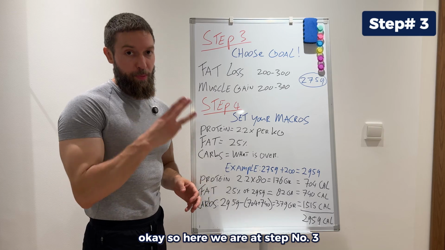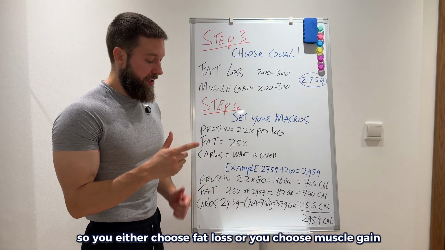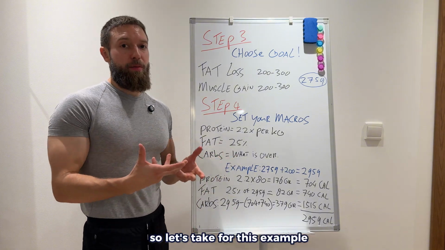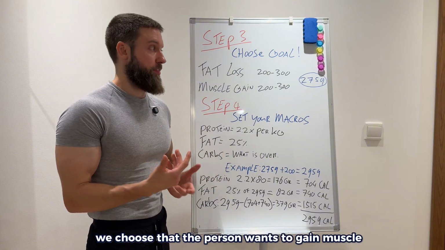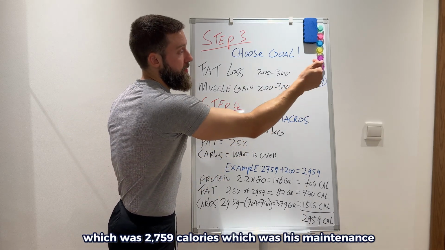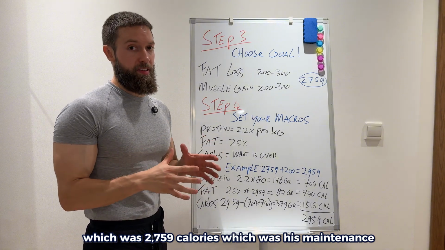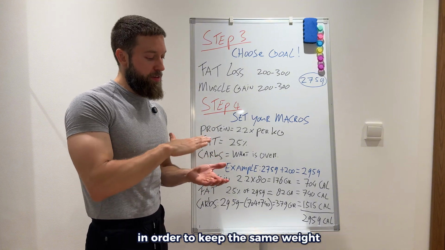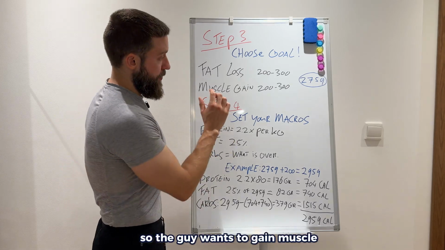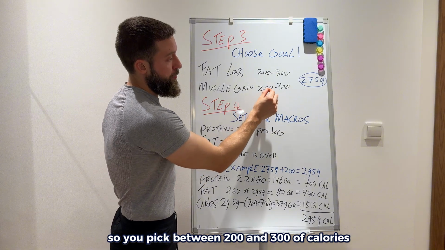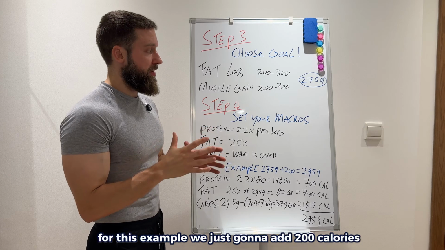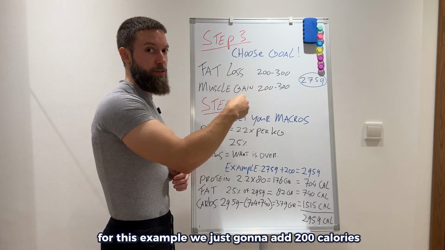Okay, so here we are at step number 3. We have to pick a goal. So you either choose fat loss or you choose muscle gain. Let's take, for this example, that the person wants to gain muscle. So we take the example from step number 2, which was 2,759 calories, which was his maintenance. So that's the amount of calories that he needs in order to keep the same weight. He's not losing any weight and he's not gaining any weight. So the guy wants to gain muscle, so you pick between 200 and 300 calories to add to this number. For this example, we're just going to add 200 calories.